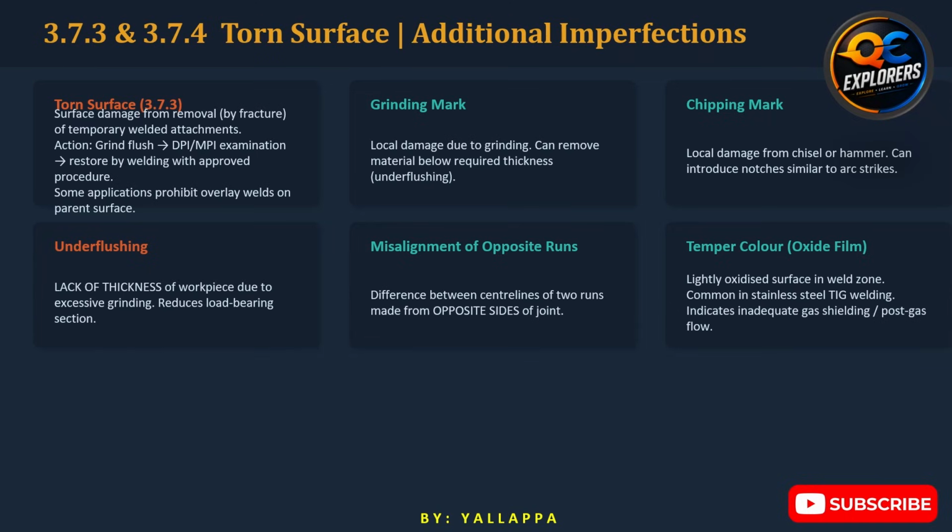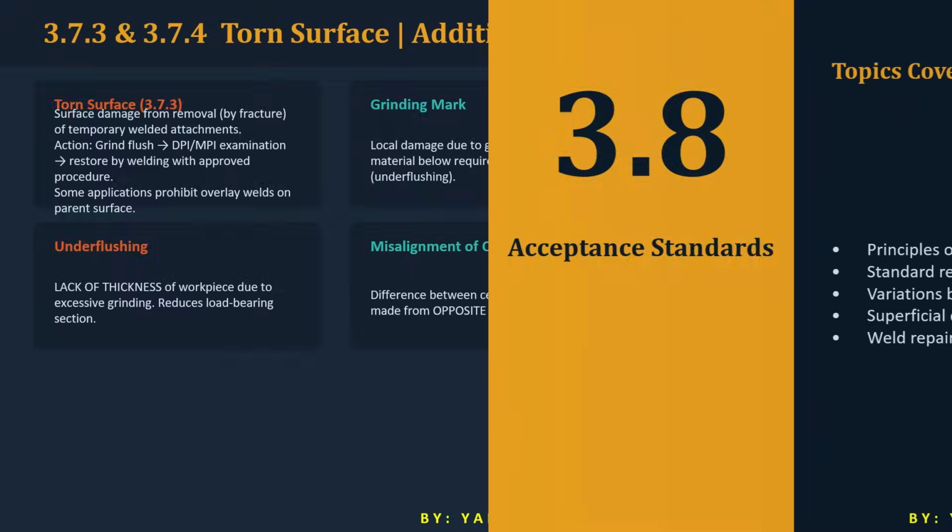The practical lesson is that surface preparation itself can introduce imperfections. Grinding and cleaning are essential inspection activities, but they must be controlled. A good inspector therefore examines not only the weld but also the condition of the surrounding parent material.